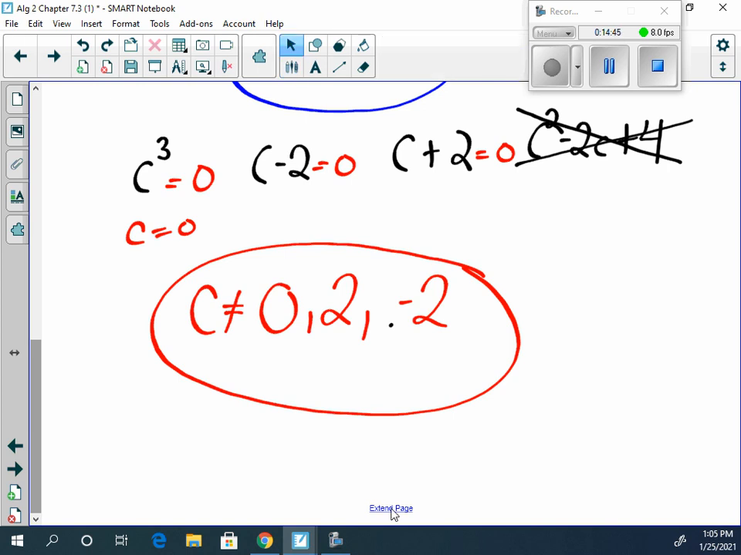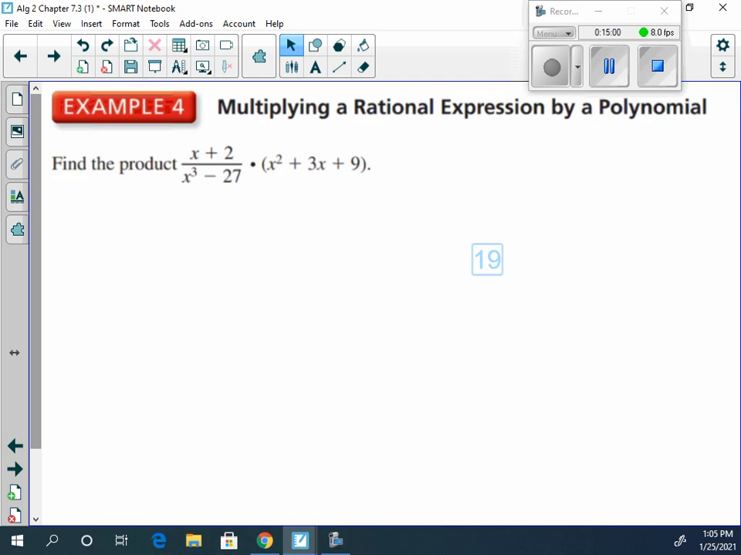And that's it here. That is all we have here. Any questions on any of this here? All right. We're going to skip over that one, and we're going to look at example 4. Find the product of these two here. This is the last one we'll be doing today, the last one we'll cover. And this one here isn't really any different than what we just did previously.